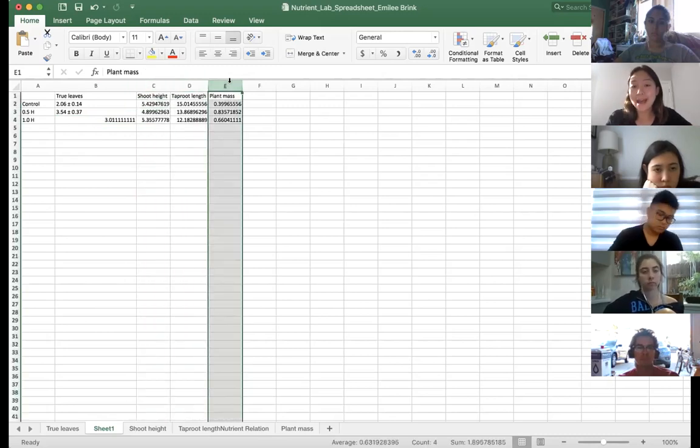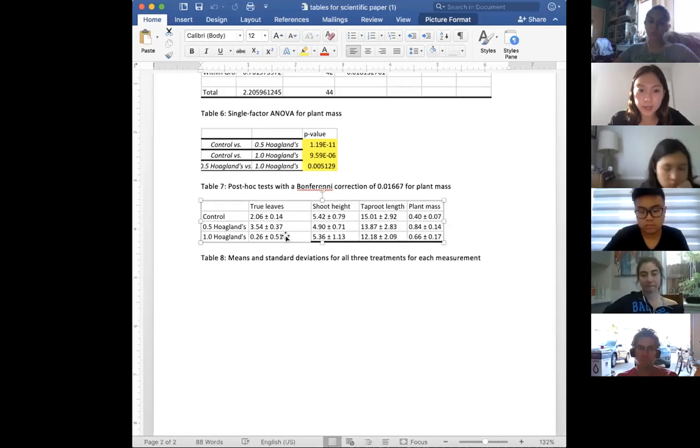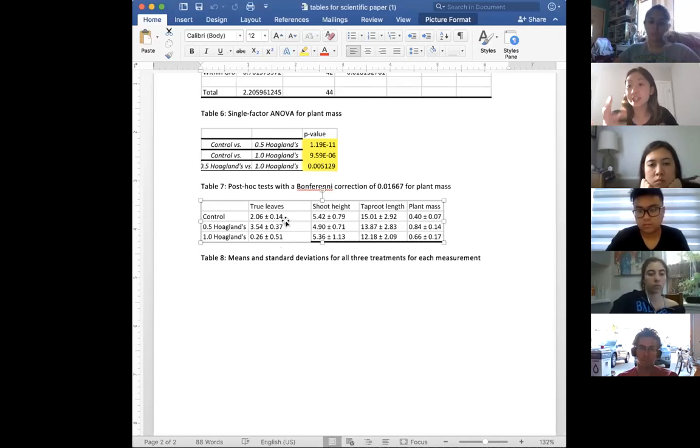length, and plant mass. Once you've copied and pasted all the averages and calculated the standard deviation, let me do a new share screen, go back to that Microsoft Word document. This is essentially what your one table should look like. So obviously the average is super easy, you just gotta copy and paste that in, but you just have to calculate the standard deviations, which again is just the square root of the variance.